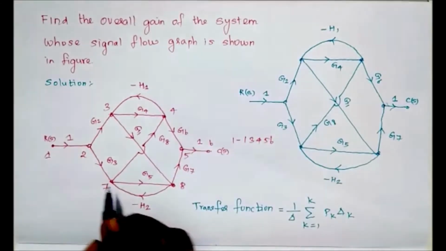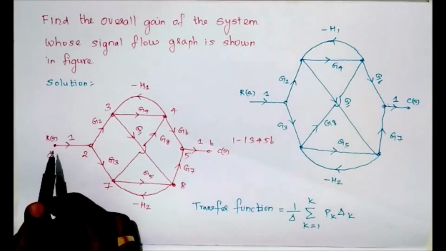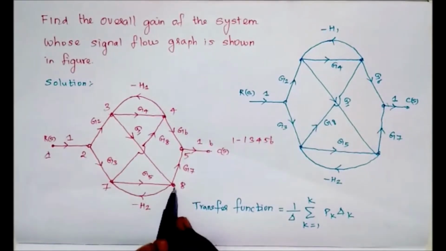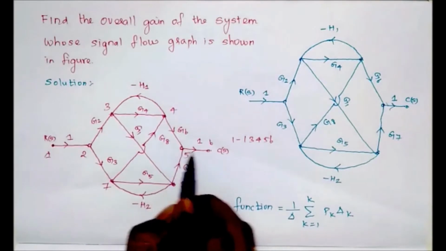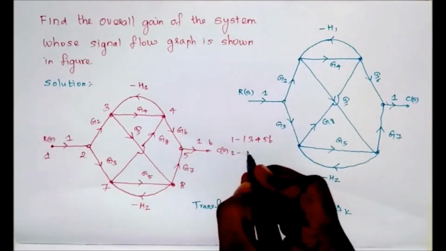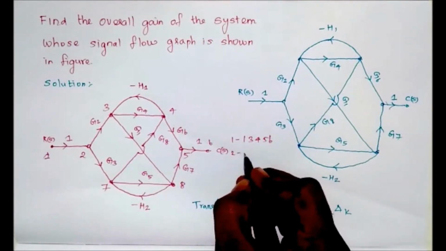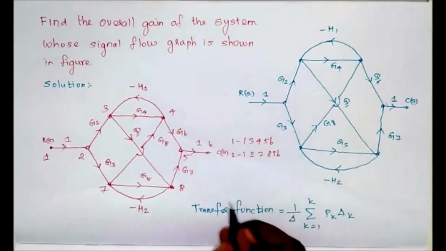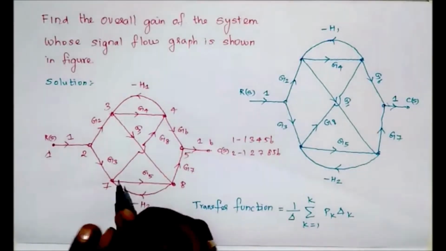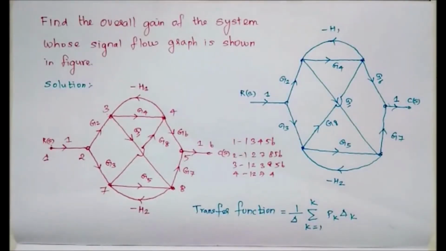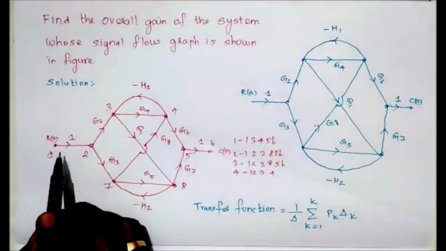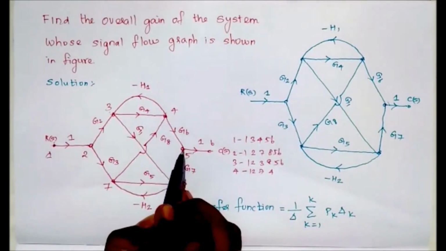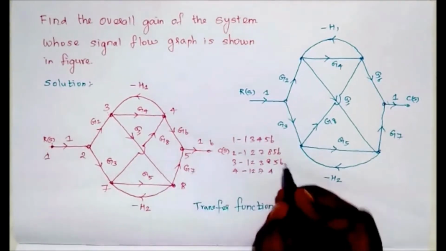Next, the second forward path we can consider as 1 to 2, 2 to 7, 7 to 8, 8 to 5, 5 to 6. Therefore, this is the second forward path: 1, 2, 7, 8, 5, 6. Next, the third forward path is 1 to 2, 2 to 7, 7 to 4, 4 to 5, 5 to 6.